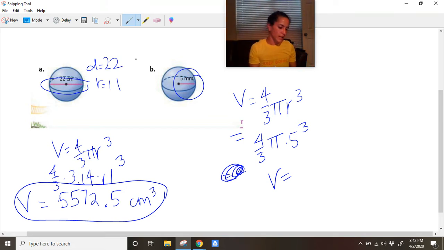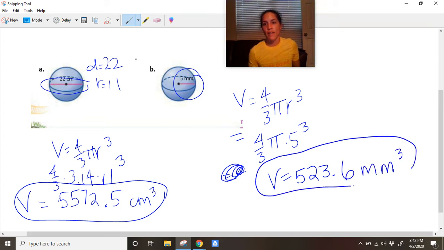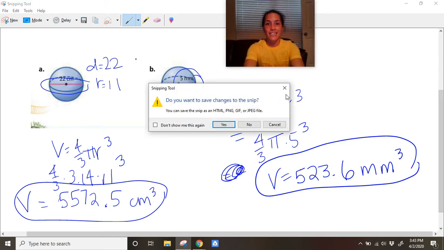And when I push my answer, round to the nearest 10th, I get 523.6 millimeters cubed. And that is the volume of that sphere. Now, again, it's just using that formula and getting used to plugging in those numbers to find the volume of a sphere.